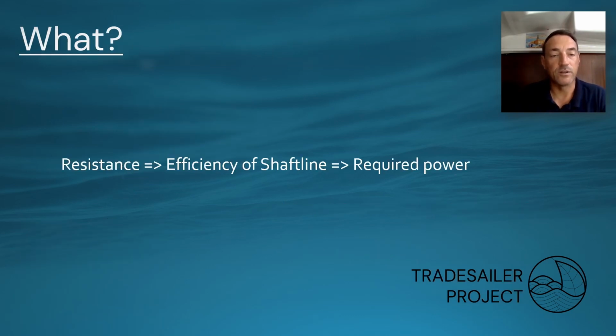So how does it work? First we feed the data of the hull into the calculation. That will give us resistance for certain speeds. This resistance we can turn into required power by the efficiencies of the shaft line. So all the losses we have on the shaft line we take into consideration, and that will give us our required power for the given speed.